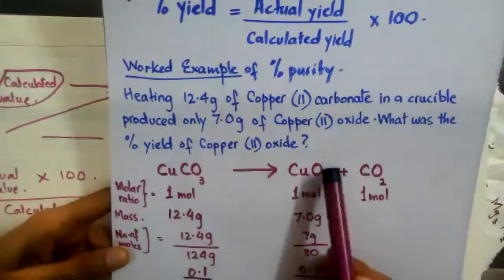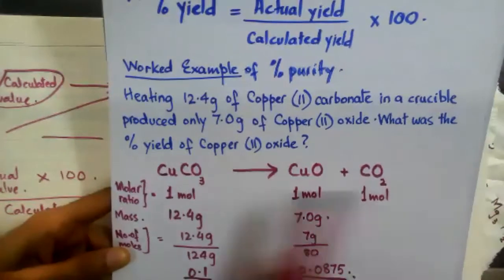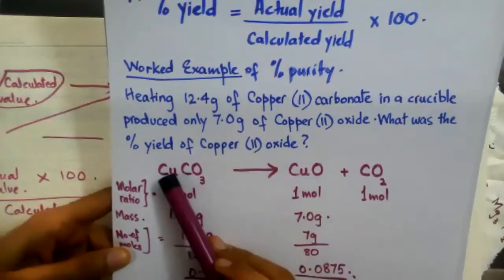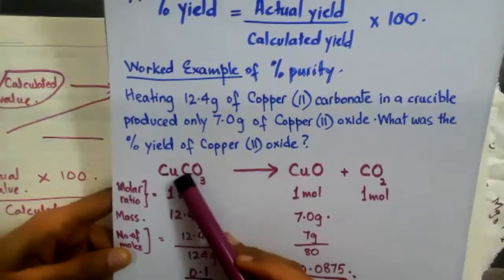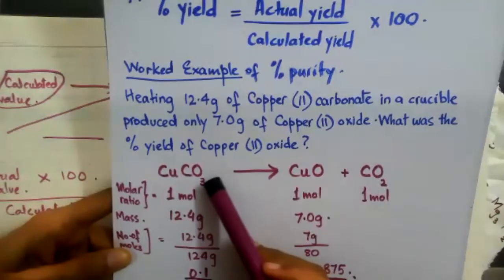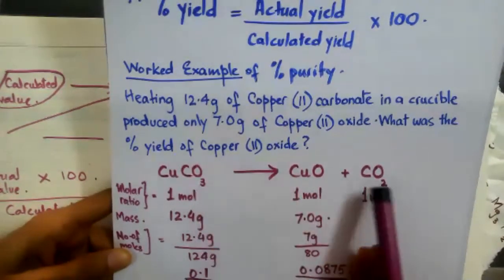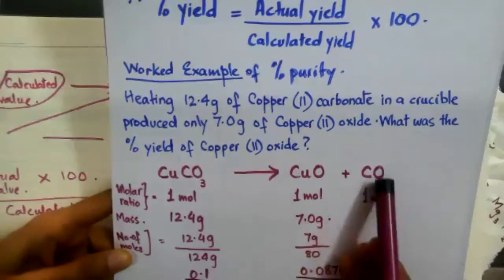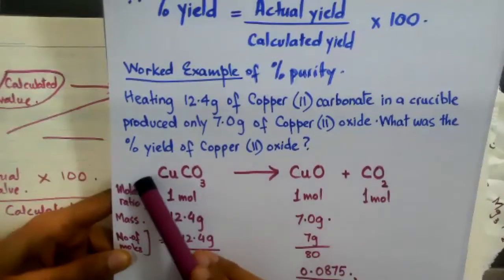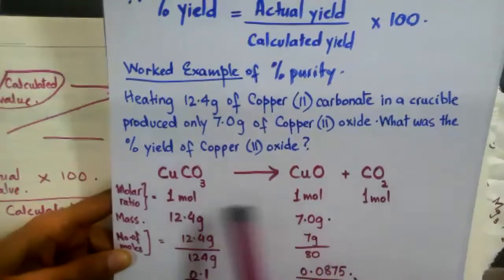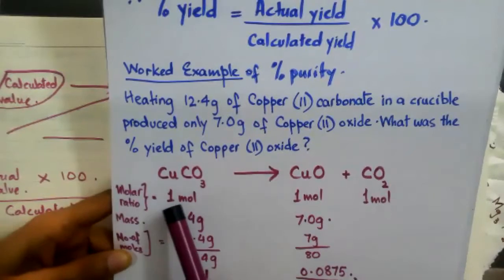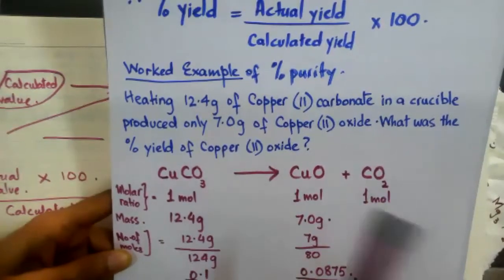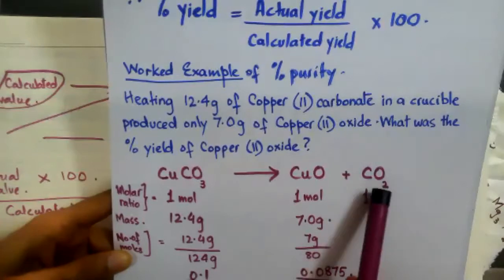Now from this equation, and it is balanced, double check: one copper here, one copper here, one carbon on the left side, one carbon on the right side, 3 oxygen atoms on the left side, 3 oxygen atoms on the right side. Now the coefficients are 1, 1, 1. That means the ideal molar ratio is 1:1:1 according to this balanced equation.